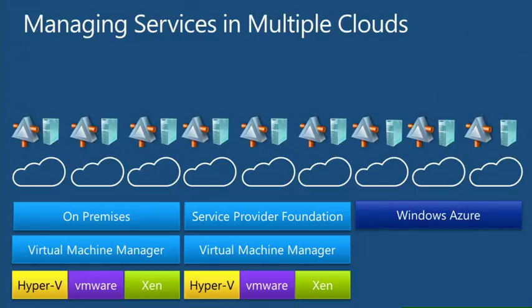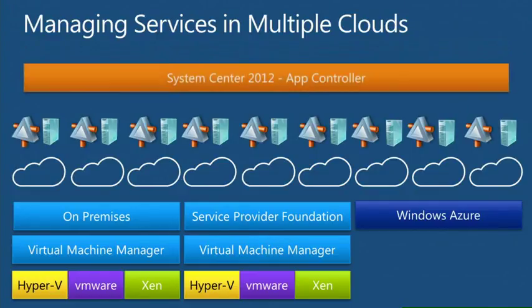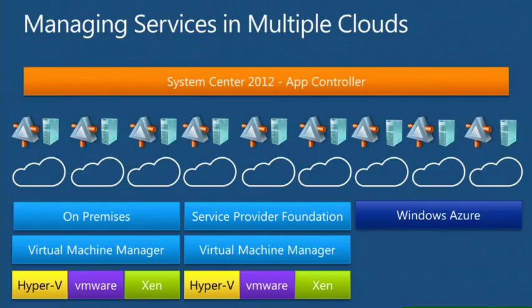And for Windows Azure, each Windows Azure subscription is a cloud in the sense of App Controller. It's blurring the definition of a true cloud a little bit, but from the sense of App Controller, we normalize it and it shows there. So you have virtual machines and services running in each of those three clouds, and App Controller sits on top and gives you that single view of all of your virtual machines and services.